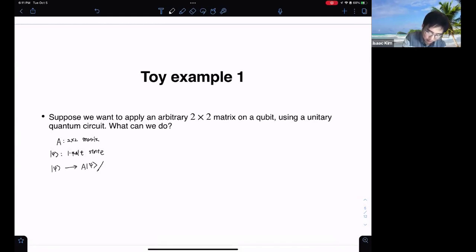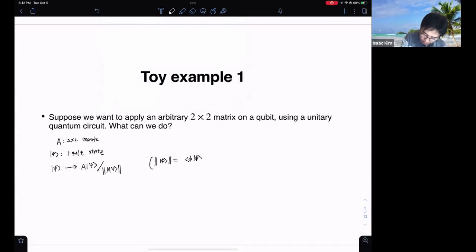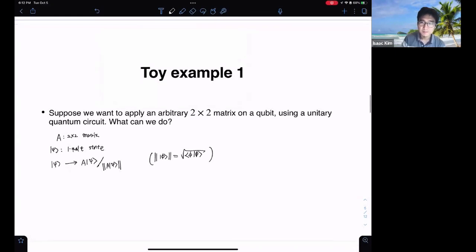So what I really mean is that I have to divide by the normalization factor. This is just the norm of the vector. Okay, so this is what I want to do. So how would I do that? I'll just show you how this works, and then hopefully you can ask me questions.